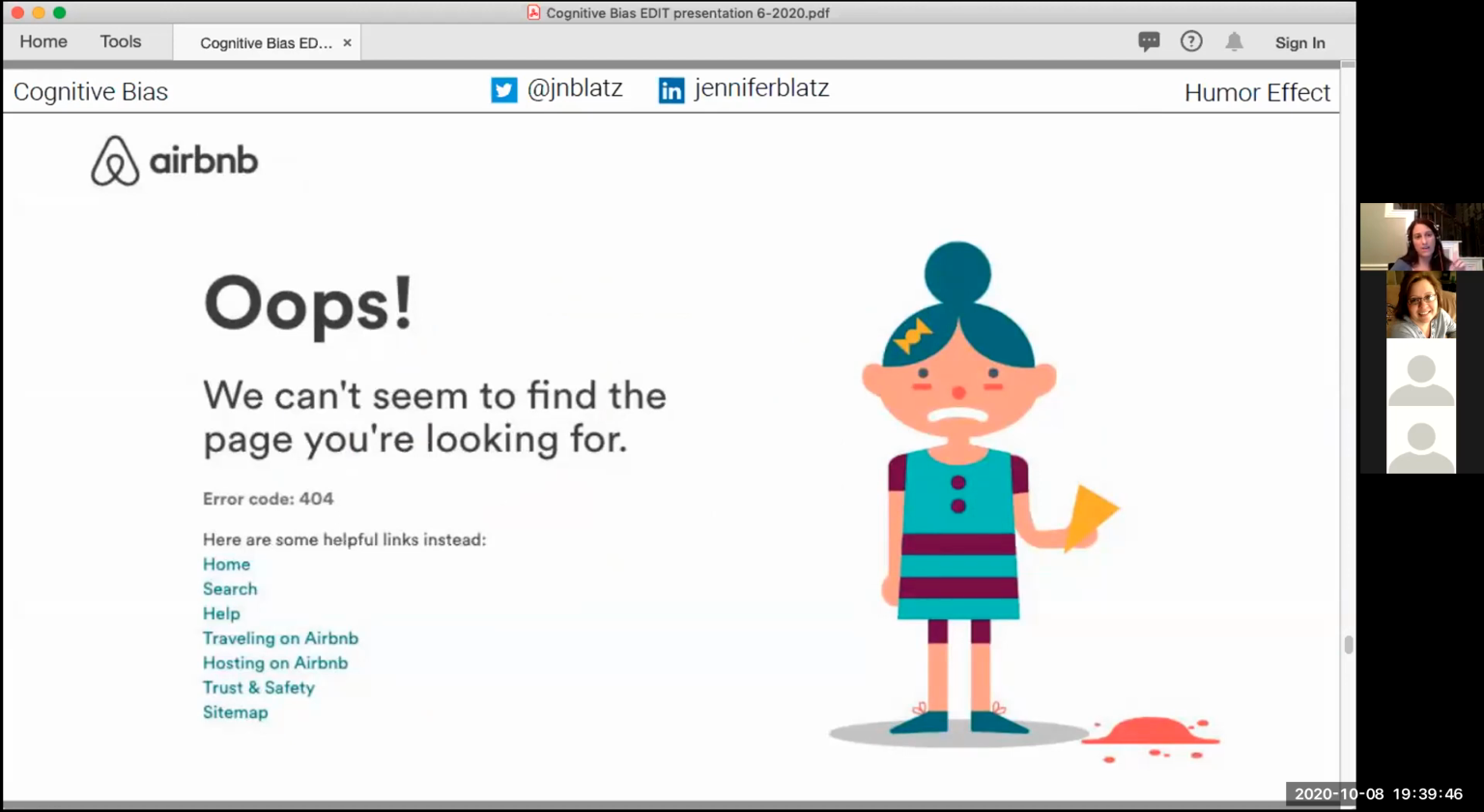But I do have a caveat about humor. You need to make sure that it's appropriate for your audience and represents the message that your company wants to send. Do not be inappropriate. Remember, we're using these cognitive biases for good, right? So let's move on to another example of a cognitive bias that could be used to benefit your designs.